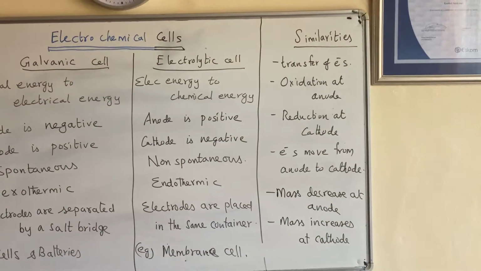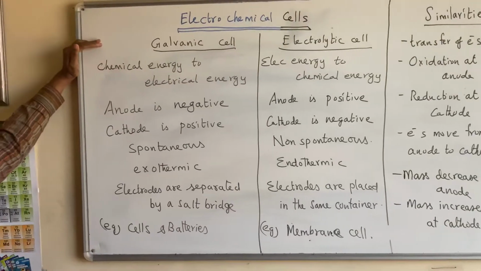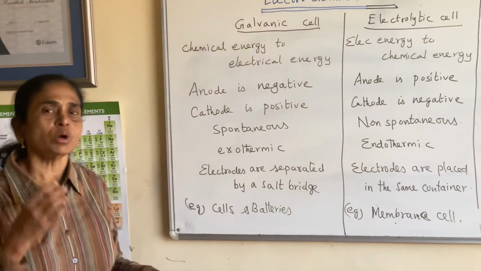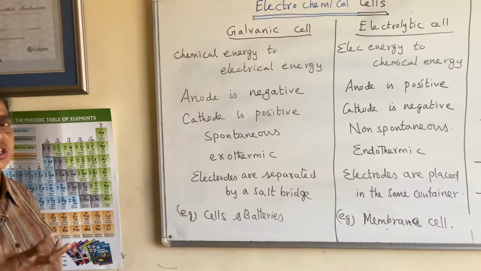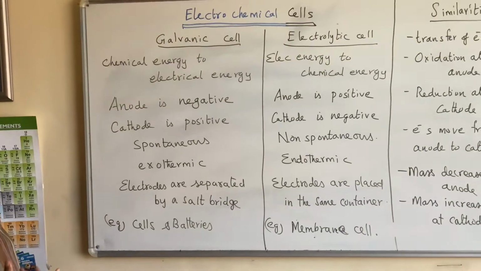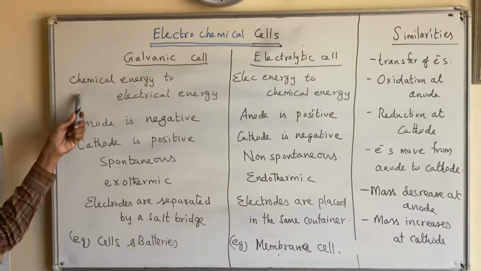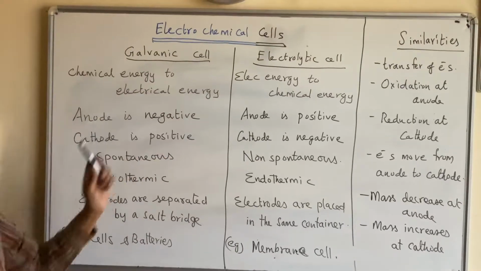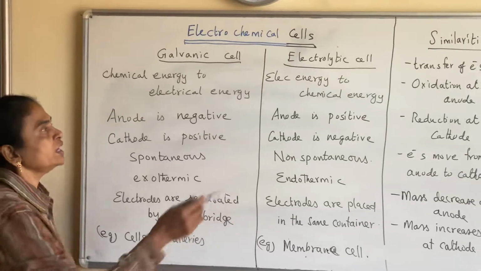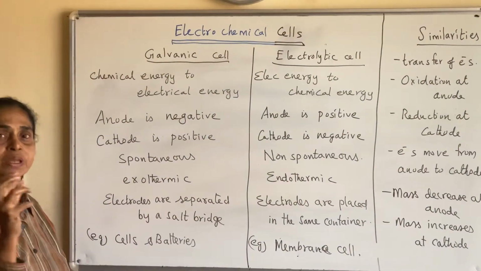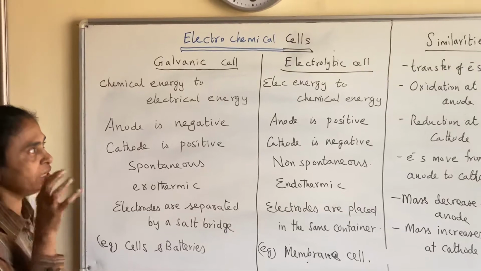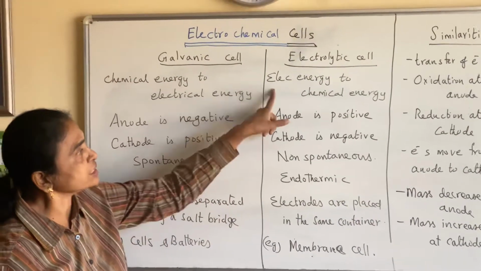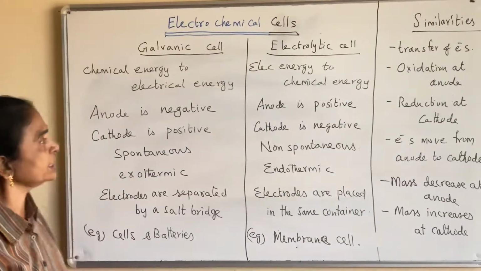Now, what are the differences? Galvanic cell means, think about a cell or battery that you are having. What is inside your cell or battery is just chemicals. So what do the chemicals give you? Electricity. So galvanic cell means chemical energy is changed into electrical energy. Chemicals give you electricity. In an electrolytic cell, we pump in electrical energy. We give electrical energy to break a chemical into two. So electrical energy is converted to chemical energy here.